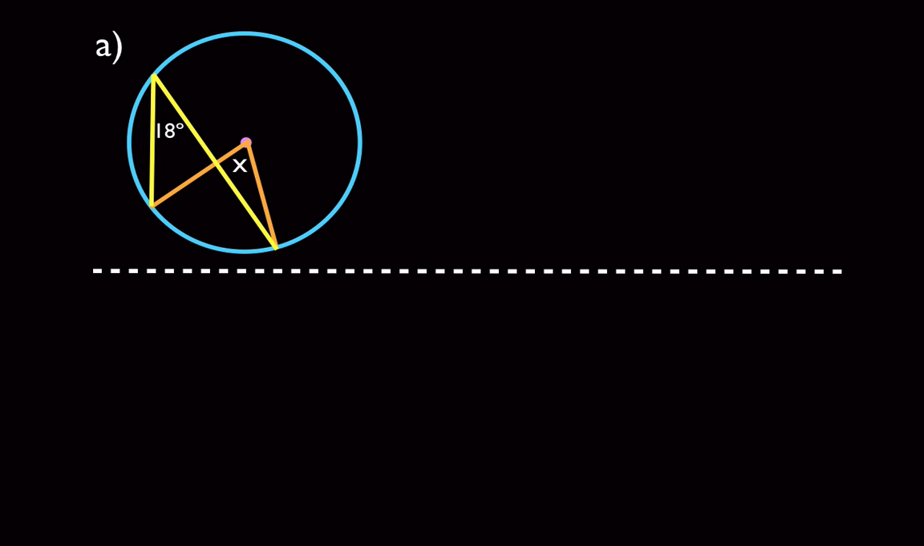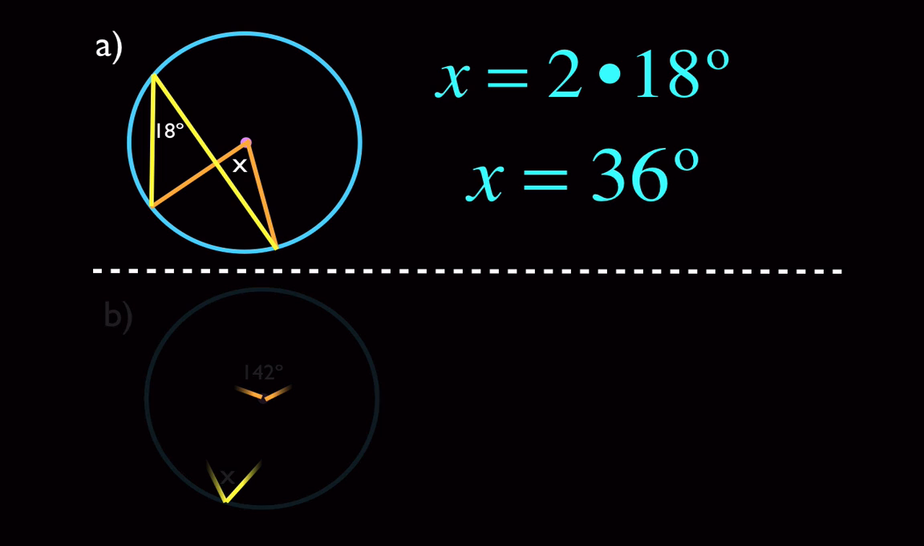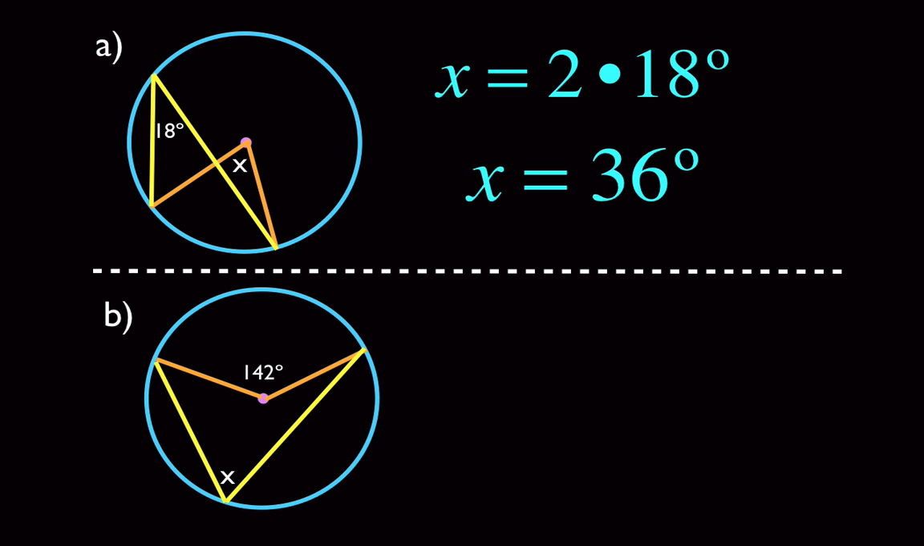So what we're trying to do here is find the value of x. What we know is that the central angle is x, and the inscribed angle is 18. So even though it's not one right on top of the other, we will be doubling the inscribed angle to get the central angle. Looking at our second example, go ahead and pause it if you need to.